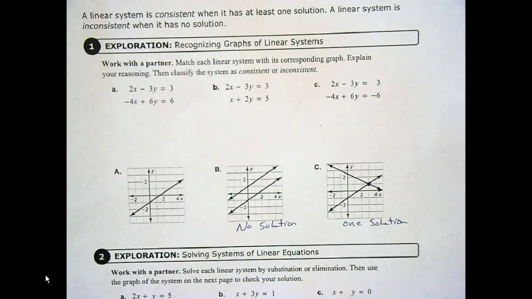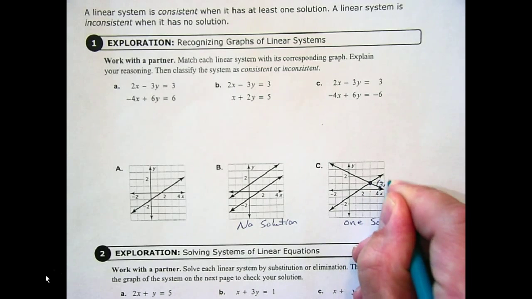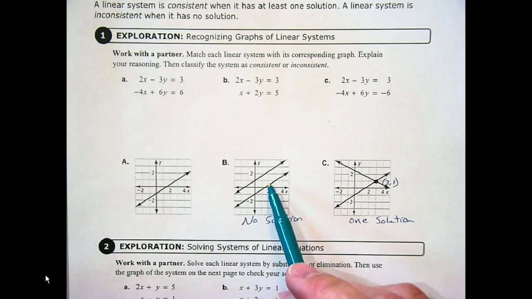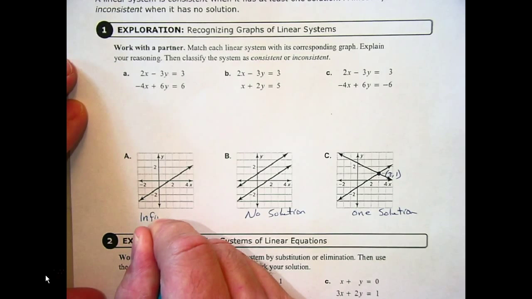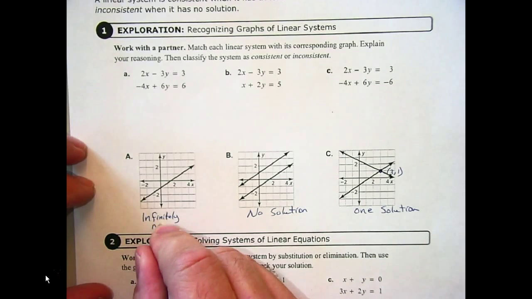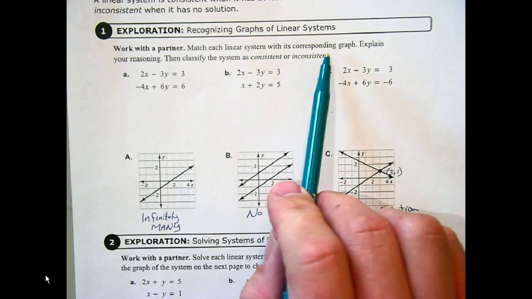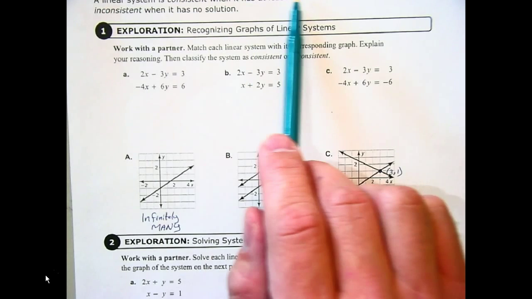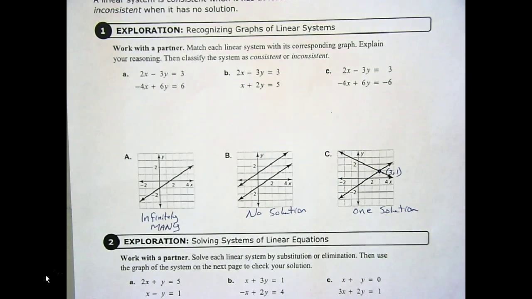Good. So C is one solution because they cross. The actual solution is the ordered pair 3, 1. Whereas this is no solution because they're parallel lines. They don't cross. And letter A, since we're assuming we have two lines, that one's infinitely many solutions. Okay? Now notice they use the terms consistent and inconsistent. A linear system is consistent when it has at least one solution. It's inconsistent if it has no solution. So like B would be considered inconsistent.